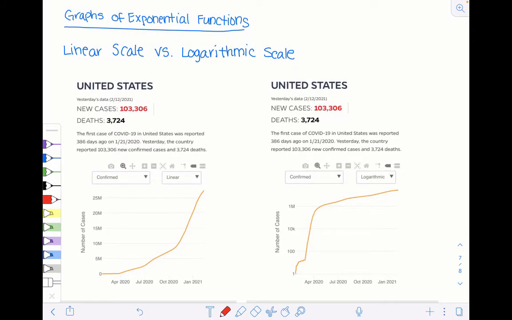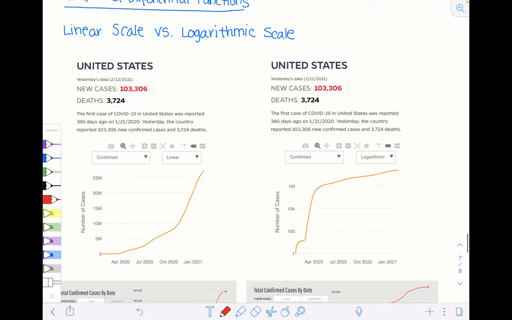I also want to mention something else that comes up a lot with exponential functions and exponential graphs: this idea of a linear scale versus a logarithmic scale. So what I have here are some examples of actually the same data, but presented differently based on the scale. The linear scale is probably what you're most used to, which is that we're looking at the y-axis and the increase from one tally, or line, to the next is the same.